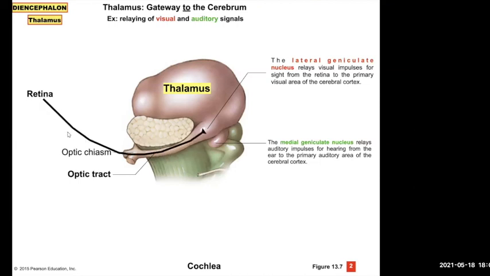And the optic nerve is going to come in and synapse with a neuron in the lateral geniculate nucleus. And from there, it's going to project over to these higher order visual processing centers in your cerebral cortex.